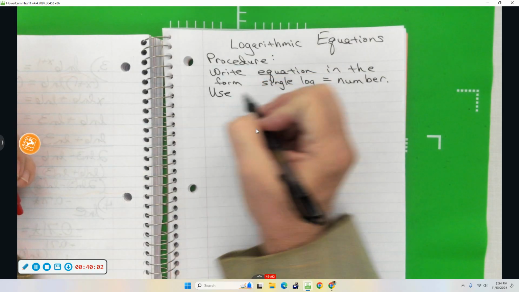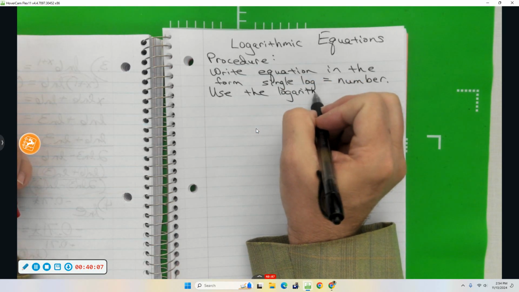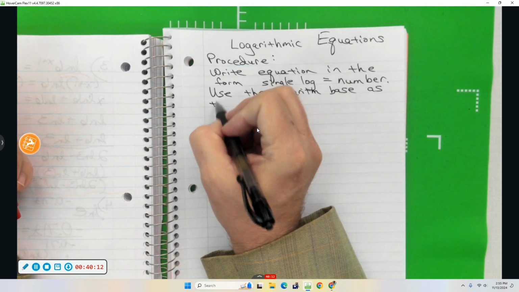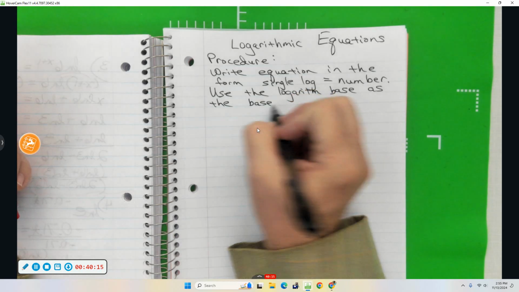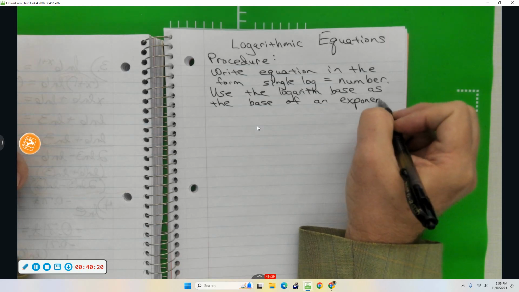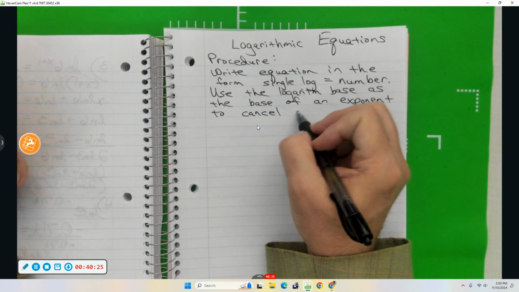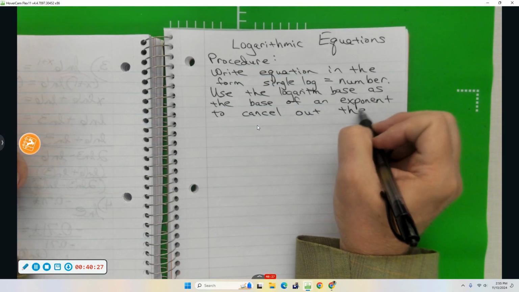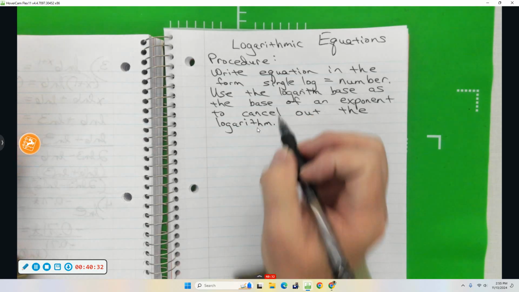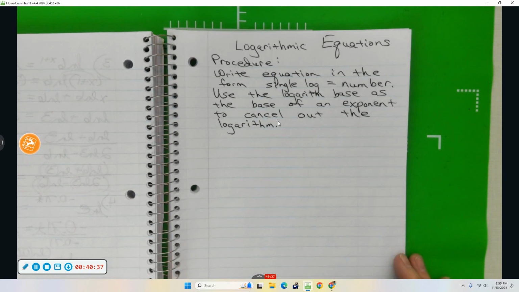I'll say use the logarithm base as the base of an exponent to cancel out the logarithm. We even did this the last time on, well, let me give you time to write that down.